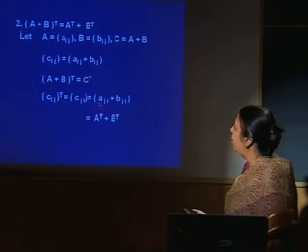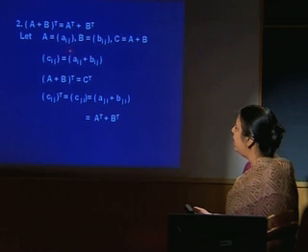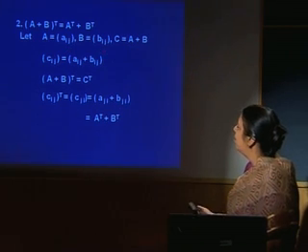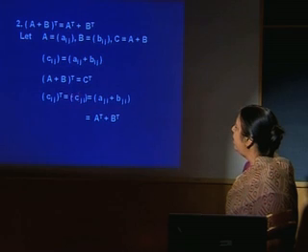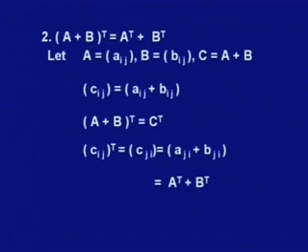Now, Cji will be Aji plus Bji by definition. Then, what is Aji? Aji is A transpose because A is defined as Aij, and Bji is B transpose. So, we have proved that C transpose is equal to A transpose plus B transpose, that is (A plus B) transpose is equal to A transpose plus B transpose.